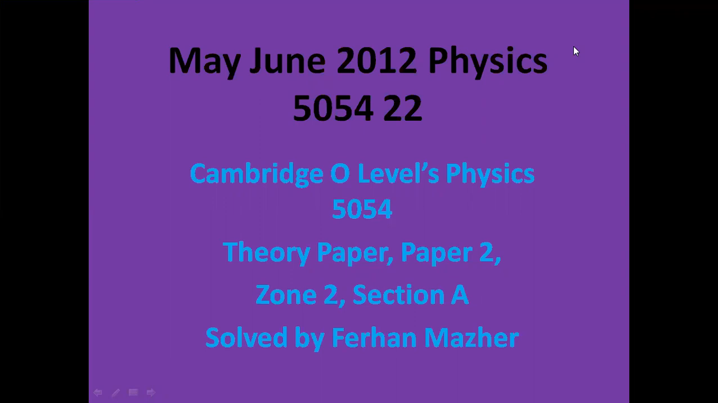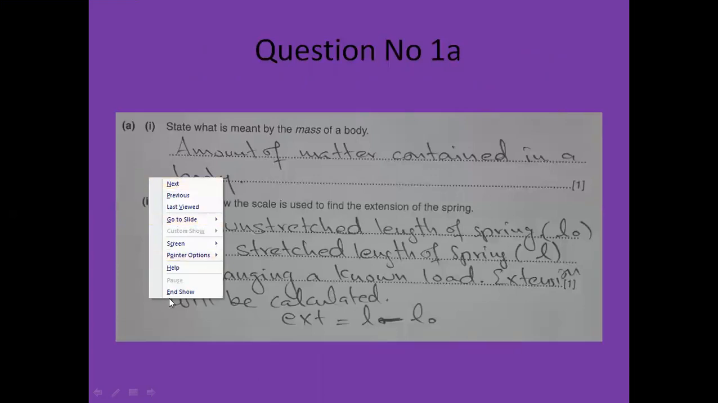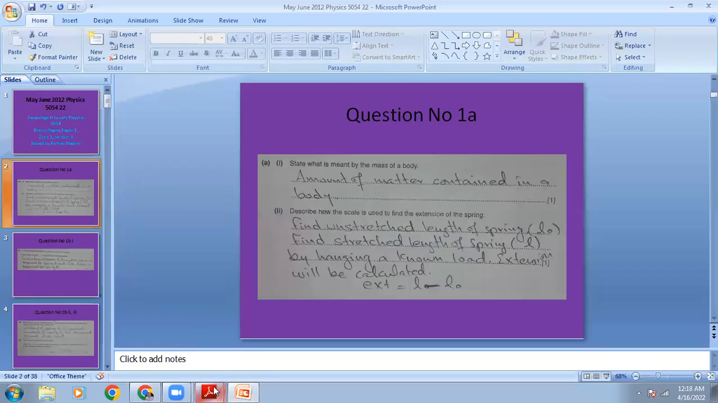Today, we have set our hearts to solve a theory paper. We have selected May June 2012 Paper 2. This theory paper belongs to zone 2, or you can say variant 2. In this session, we are going to attempt Section A of this paper. Section B we will attempt in another video. So let's start today's paper, and here we go.